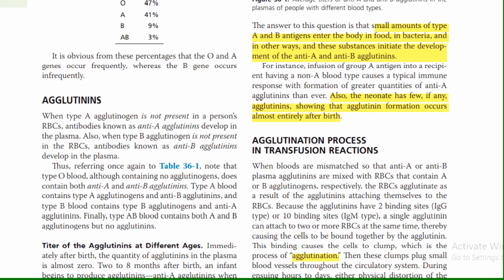When type A agglutinogen is present in a person's RBCs, antibodies known as anti-B agglutinin will develop in the plasma, and for type B, anti-A agglutinin will be present.